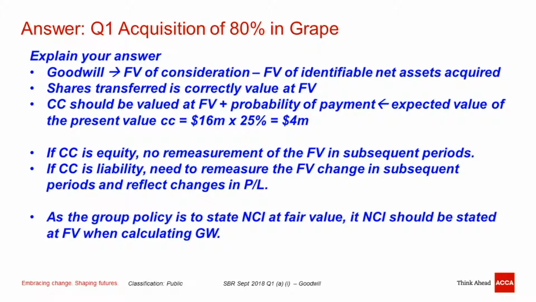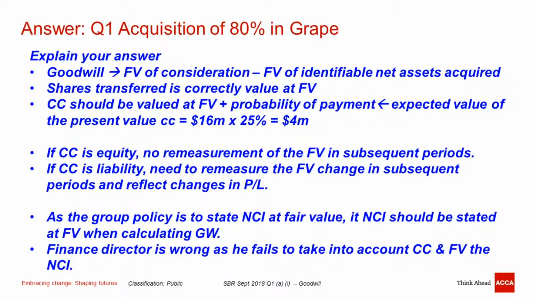Okay? So, in this case, the group policy is to state NCI at fair value, and the NCI in this example has not been stated at fair value by the finance director. Therefore, we have to recalculate the fair value of NCI. So, as a conclusion, you can conclude that the finance director is not correct because he fails to take into account the CC and he fails to correctly calculate the fair value of NCI.